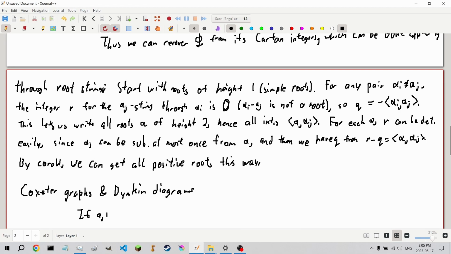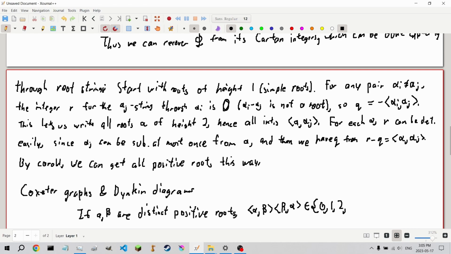If alpha and beta are distinct positive roots, then the product of the angle brackets of alpha on beta and beta on alpha, if it is not 0, lies within 1, 2, or 3.